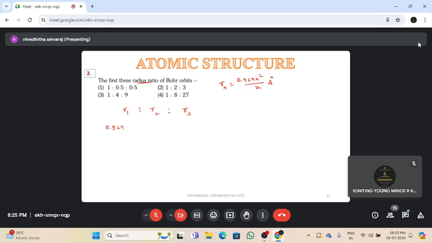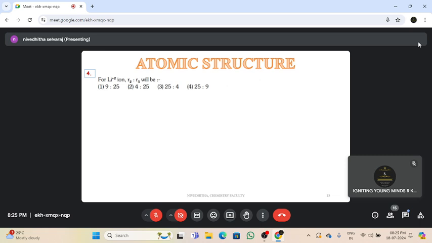Here the n value is 1, so 1 square divided by Z. Here 0.529, the n value is 2, so 2 square divided by Z. And here 0.529, 3 square divided by Z. So all the common terms will get cancelled out. So 1 is 2, 2 square is 4, and 3 square is 9. So the answer is option C. Right, so all the students were right. Shall we move on to the next question?